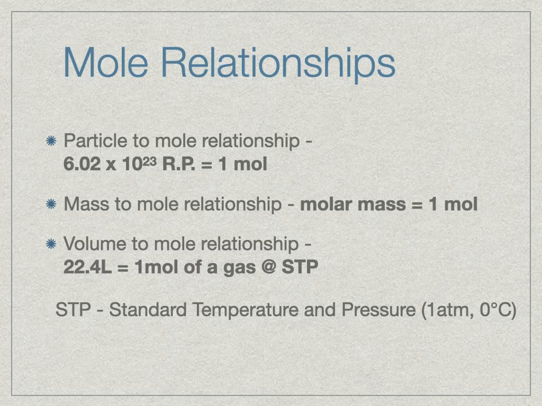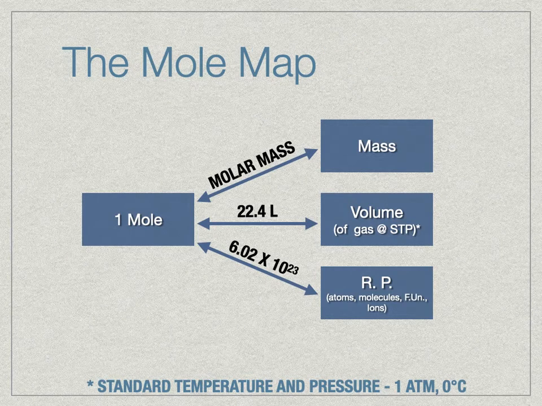And we generally take these relationships and we put them together in what I like to call the mole map. So this is the relationship between all of the conversions and 1 mole. So if you have 1 mole of a substance, we can do a number of conversions that can get us to these other values. And why are these important?